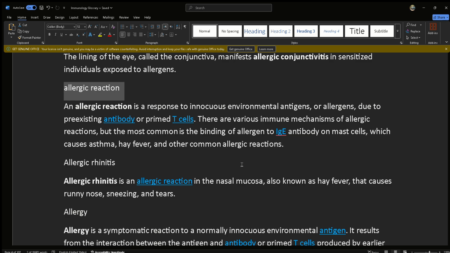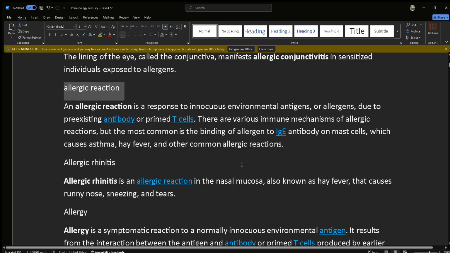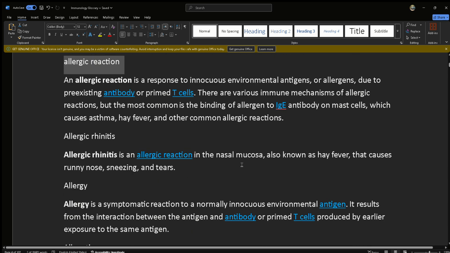So the two things are required here. One is IgE antibody and the mast cells. So mast cells have receptors for the binding of IgE, and when these IgE molecules which are bound to the mast cells are cross-linked by the allergen, it will start allergic reaction, or it will start allergy. That is runny nose, watery eyes, sneezing, and maybe eczema.